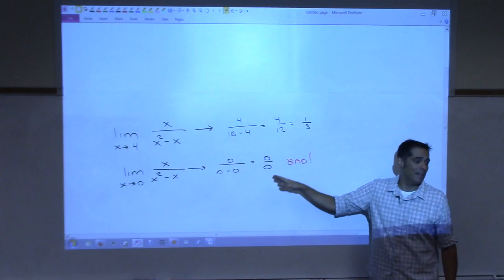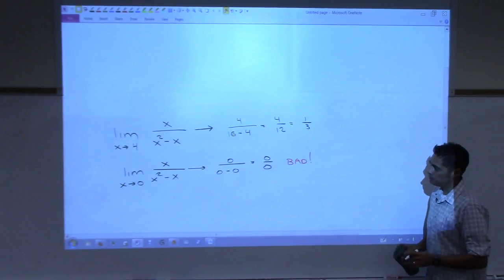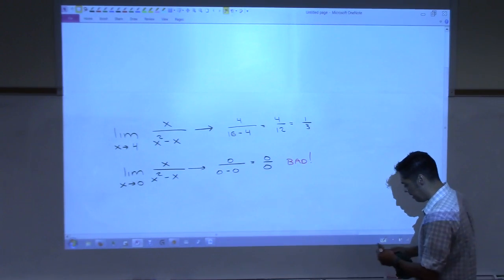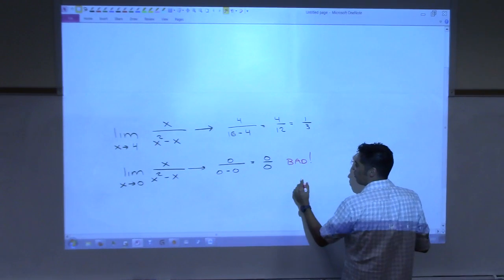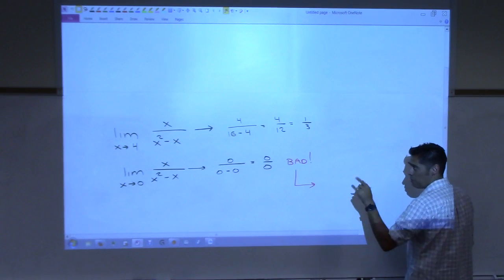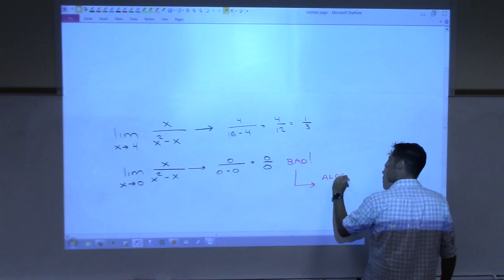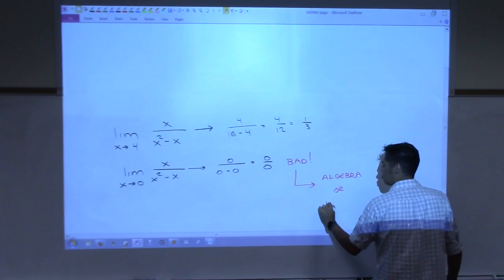We're trying to get around this. We don't want this to happen. So how do we do it? Any time we run into a bad situation like this, we're going to have a couple of options on how to handle it. I'll summarize it like this: when we have a bad 0 over 0, we're going to do some algebra or a trick.